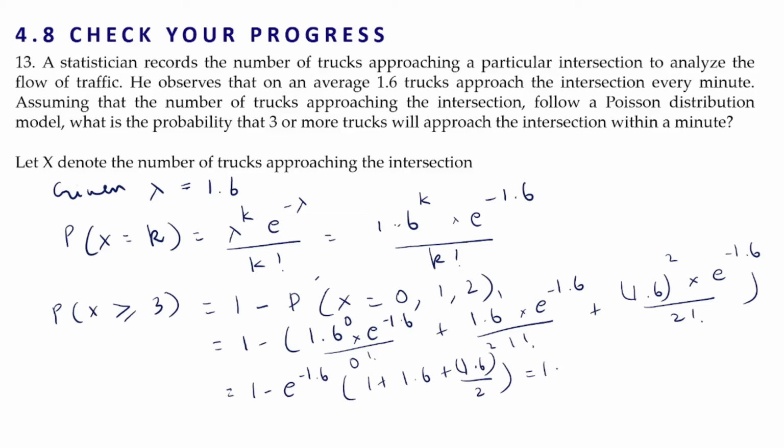Now when we simplify we get this is equal to e raised to minus 1.6, which is 0.202, into 3.88. Or this is equal to 1 minus 0.784. This is 0.216. So the probability that 3 or more trucks will approach the intersection within a minute is 0.216.